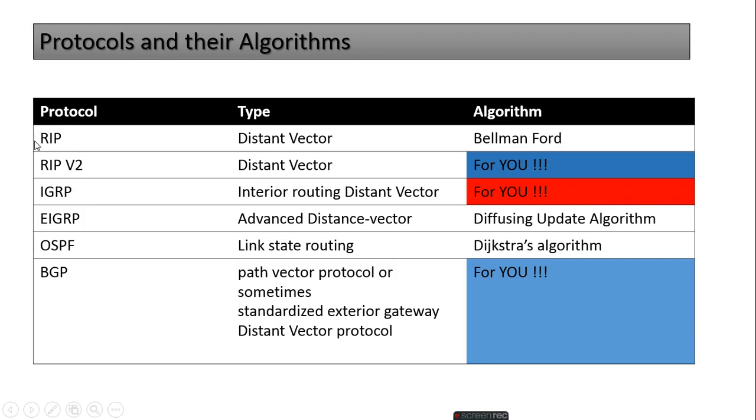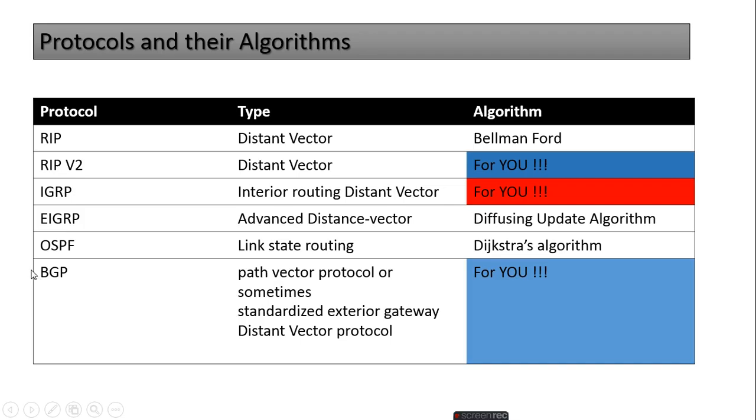Now we discussed RIP, and we know the algorithm used in RIP is Bellman-Ford, and we have RIP version 2. It's again a distance vector routing protocol. You need to find what's the algorithm used in RIP version 2. IGRP is an interior routing distance vector protocol. Find the algorithm. EIGRP, it's an advanced distance vector routing protocol. It uses something called the diffusing update algorithm. OSPF, it's a link state routing protocol. The one that we discussed is Dijkstra's algorithm.